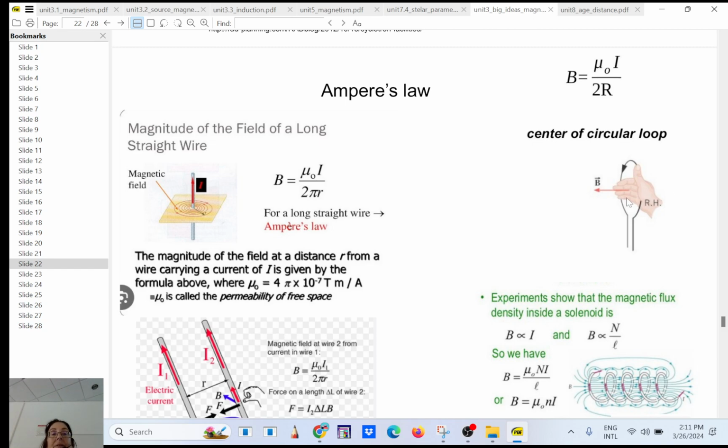So at the center, the magnetic field will be given by this equation here. So not to confuse with this one. Okay, that will be the lowercase r will be the distance from the straight wire. That capital R or uppercase R will be the radius of the loop.